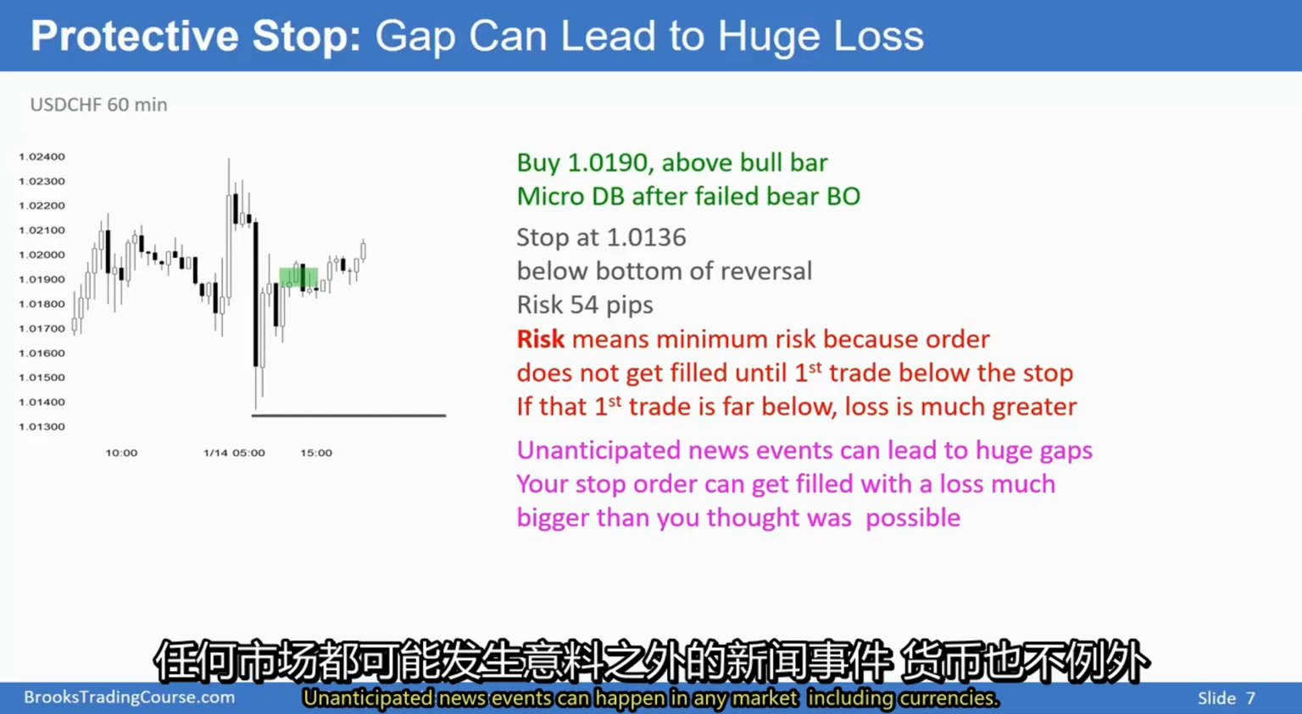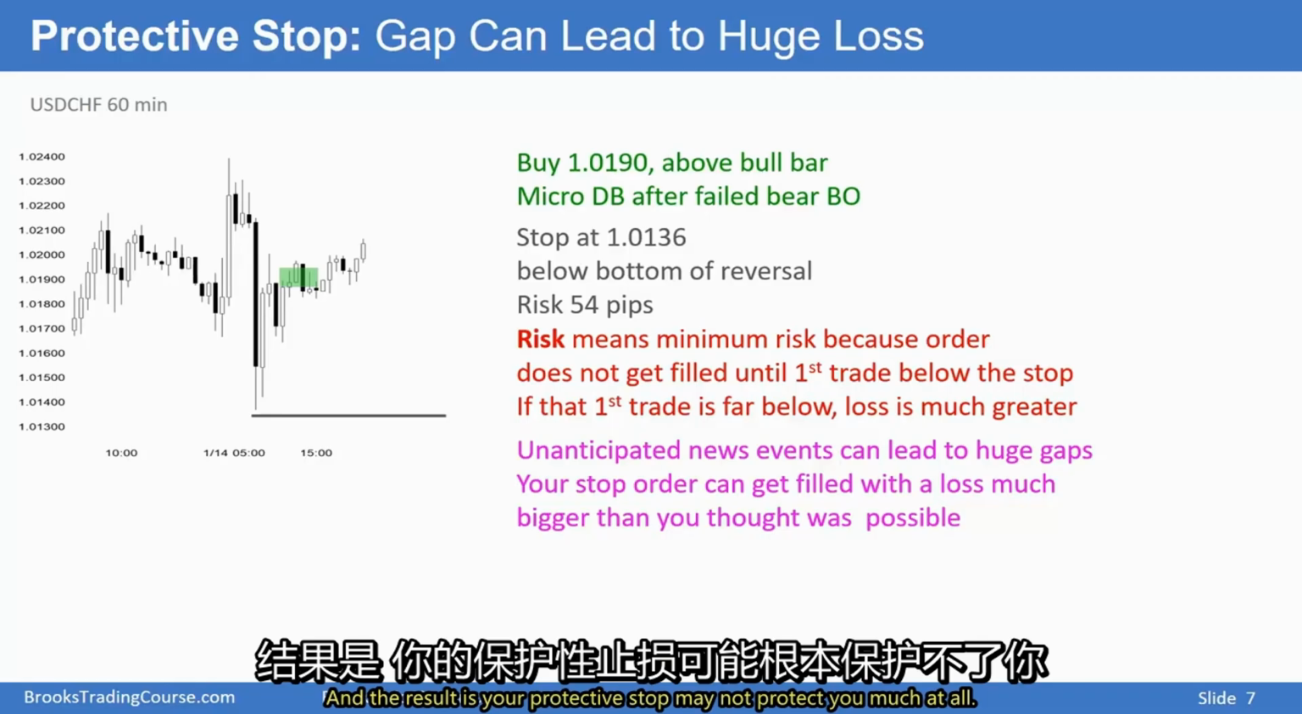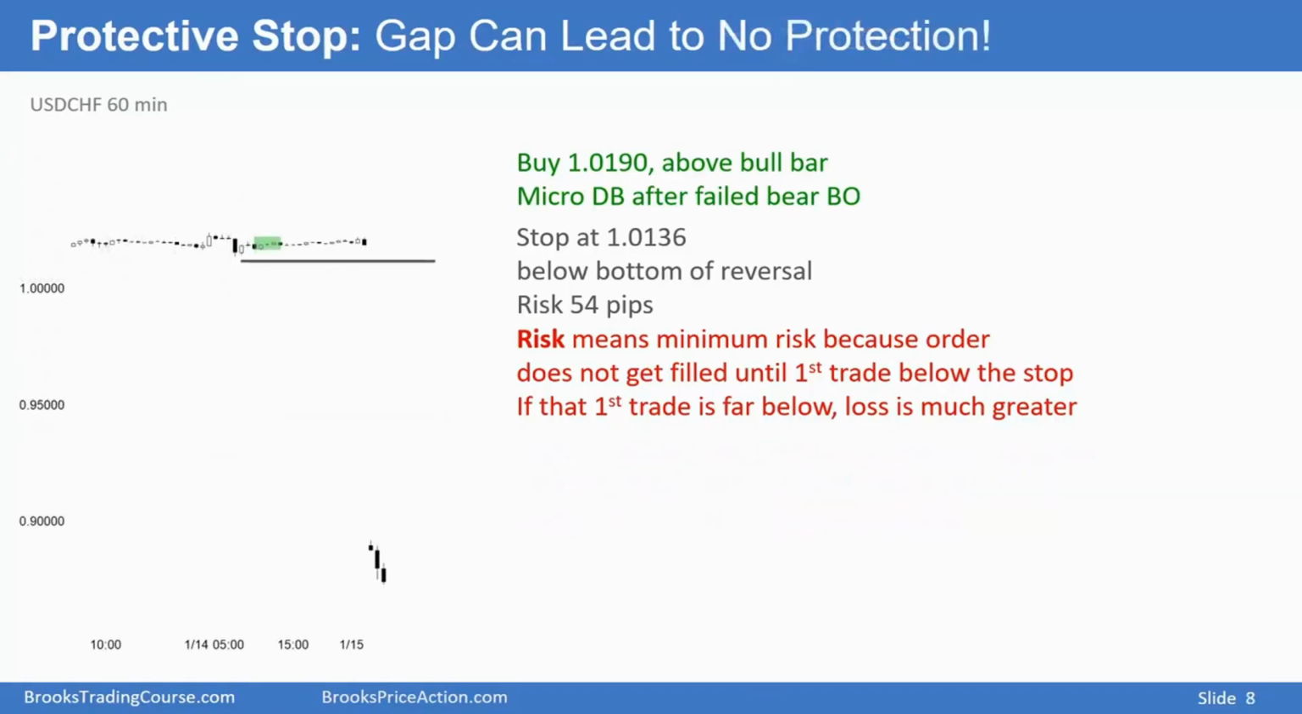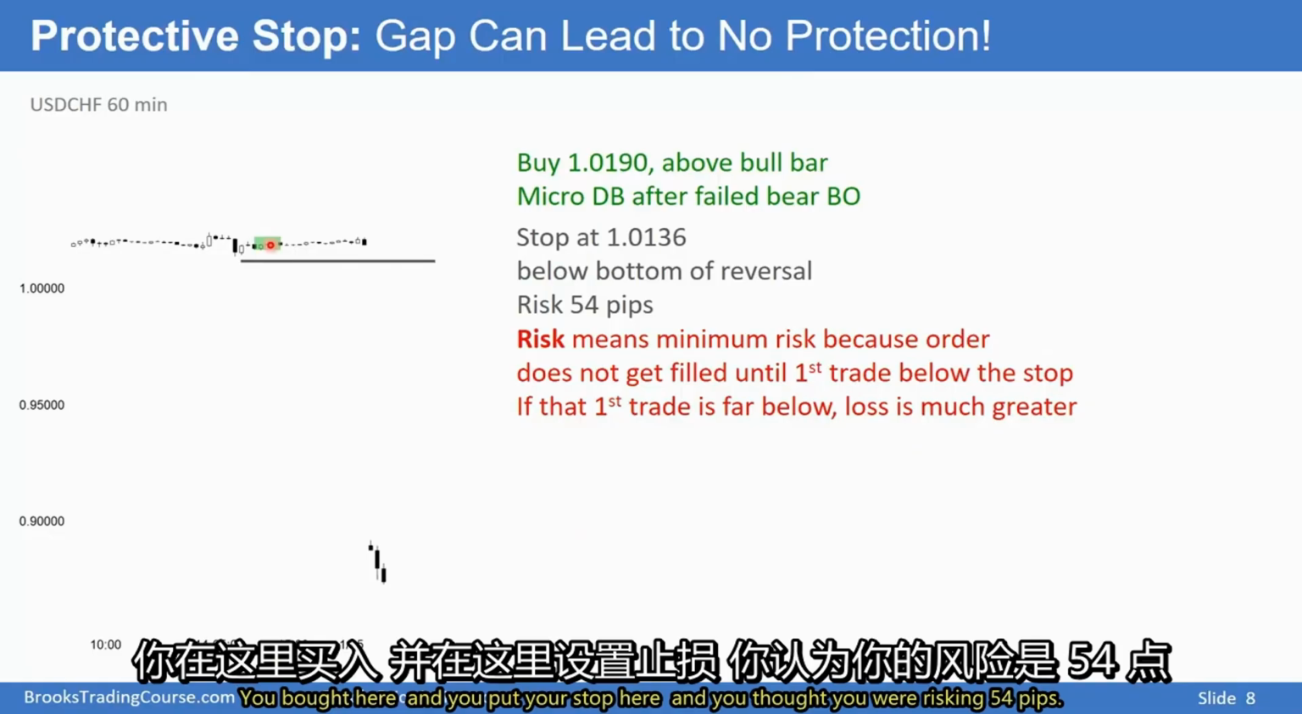Unanticipated news events can happen in any market, including currencies. And the result is your protective stop may not protect you much at all. It's rare, but it can happen. This is that same chart right up here. You bought here, and you put your stop here, and you thought you were risking 54 pips.